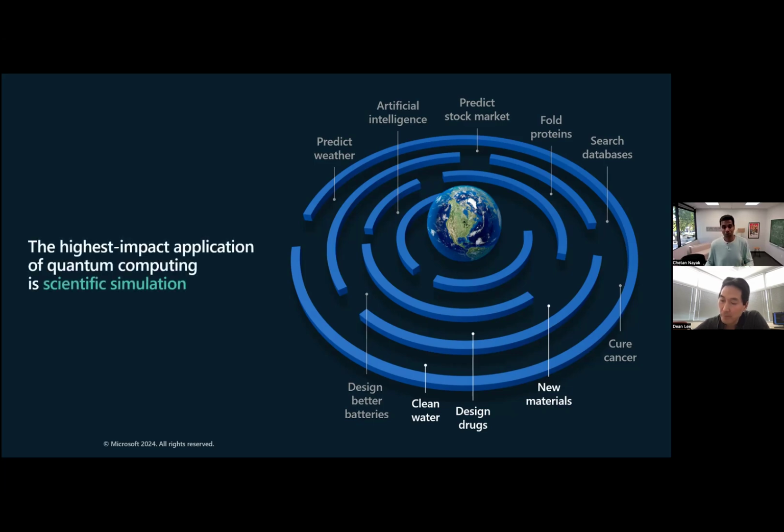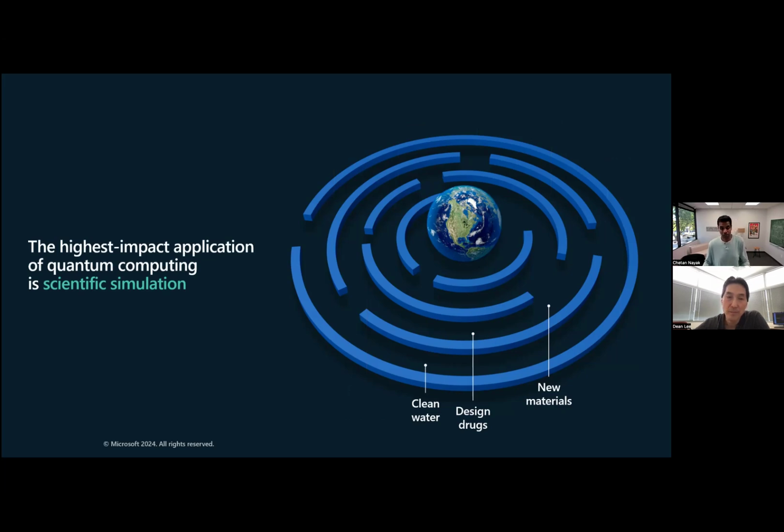So the highest impact applications for quantum computers are in fact going to come from scientific simulations, which are necessary for things like clean water, designing drugs, new materials. Areas in which we have to do quantum chemistry and quantum material science, where we have to simulate quantum systems, are a very natural application of quantum computers. Because after all, what makes those problems difficult is precisely that in order to solve them, you have to simulate quantum mechanics.